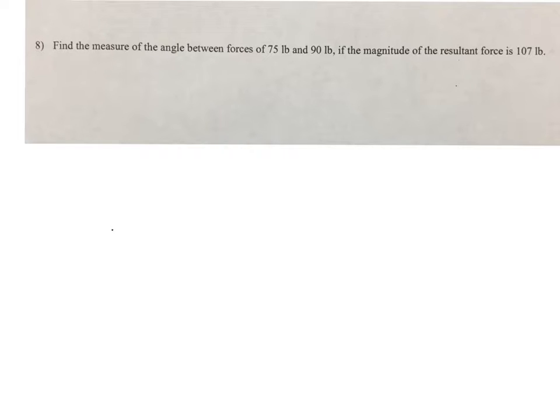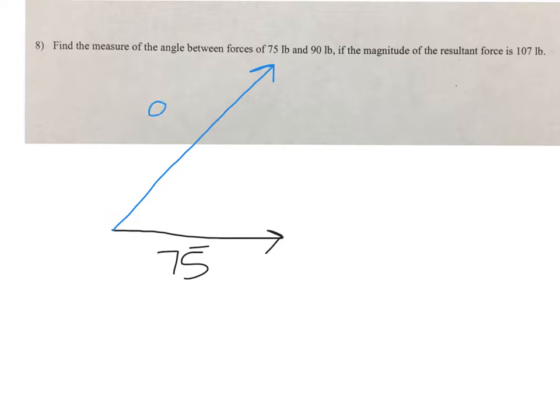So let's start by drawing. Here is your 75-pound force. We'll just make it go directly to the right because it's easiest. And then you have your 90-pound force, which will be a little bit longer than 75. And the resultant always goes down the middle. So here is the resultant at 107. And our question is, what is the angle between these two vectors?